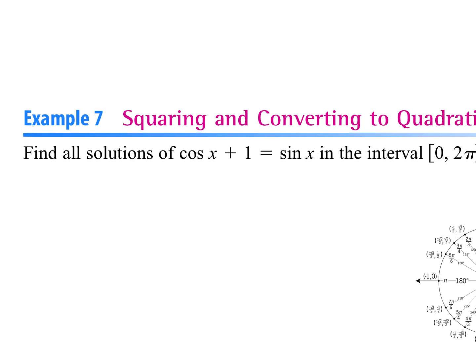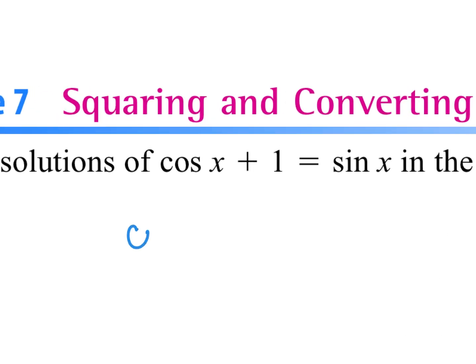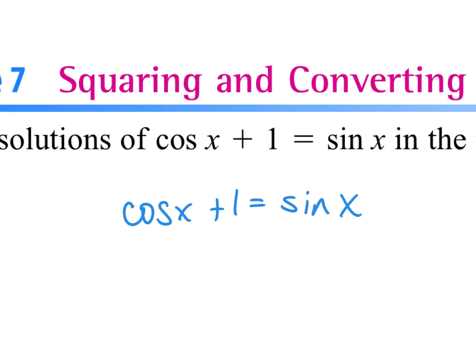We have not encountered one that looks just like this, so let's talk about it. Cosine x plus 1 equals sine x. The first step is the hardest part to understand what to do, and then everything else is just algebra. If I move everything, nothing is squared, right? So I can't change anything yet. I can't use a Pythagorean identity. If I move everything to one side, is that going to help me at all?